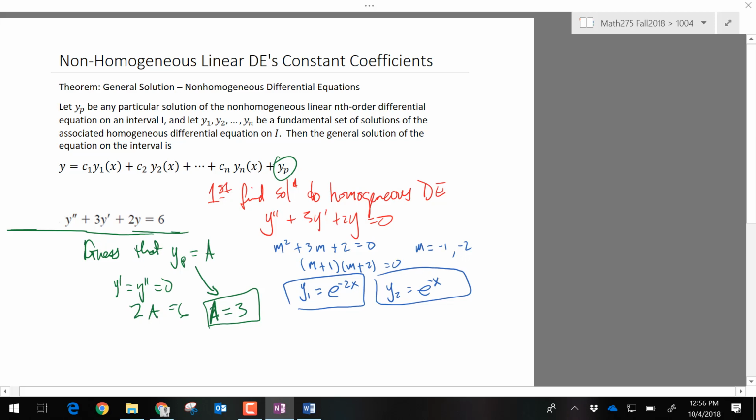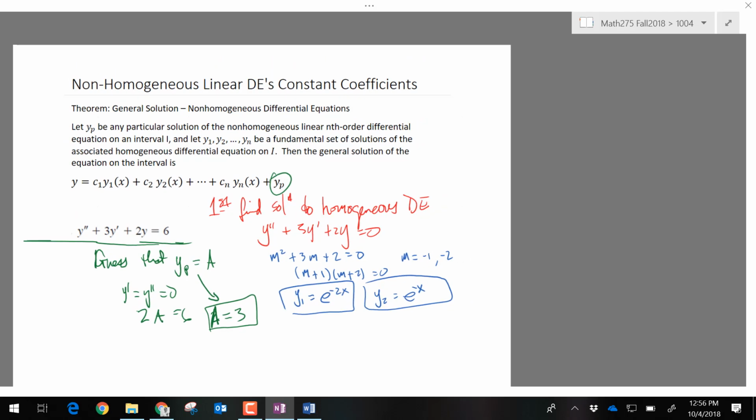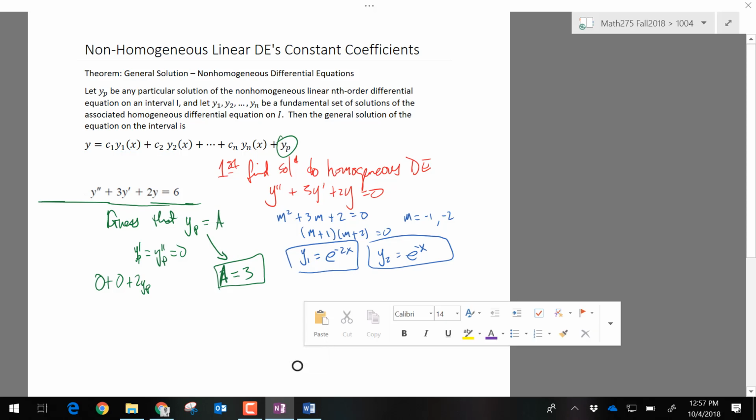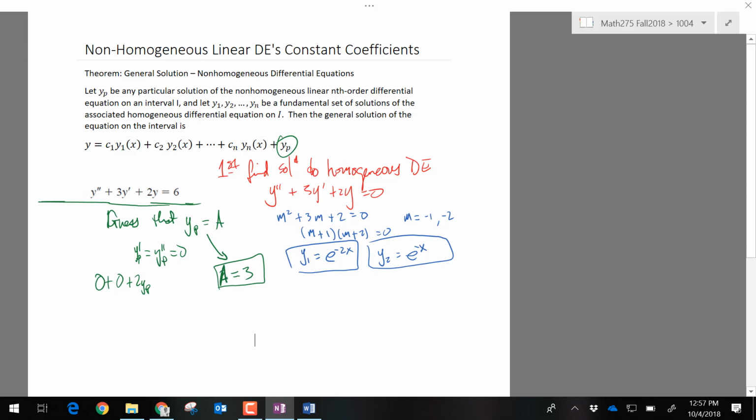Now, it's not always going to be like this. Oh, I put 2 times y sub p. Maybe I should have done that. So 0 plus 0 plus 2 y sub p equals 2A. Because this should be y sub p, I guess, because y sub p is equal to A, a constant. And so the first derivative and the second derivative are all equal to 0. Right? The derivative of a constant is zero, and then the second derivative is zero also.